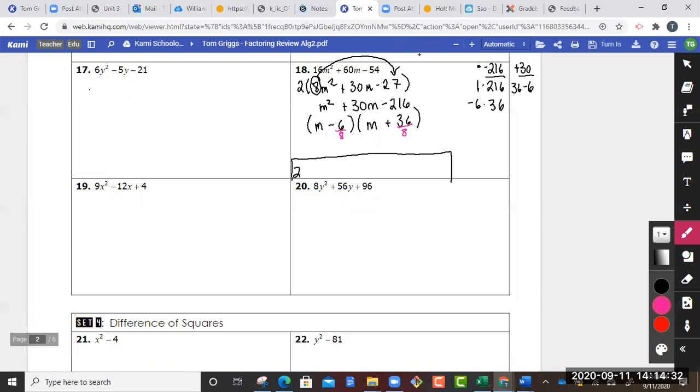So 6 over 8, both those numbers are even, so that reduces to 3 over 4. This is m minus 3 over 4. 36 over 8. Both of those numbers are divisible by 4. So you can divide top and bottom by 4. And that would be 9 over 2.